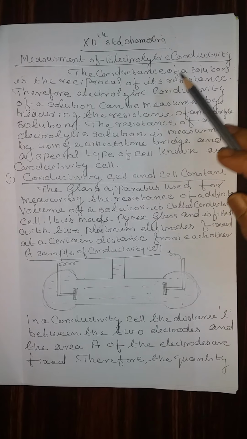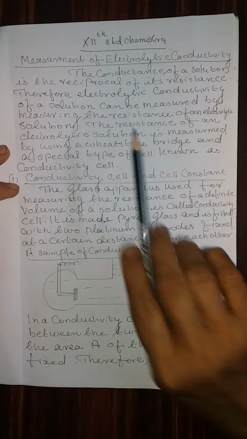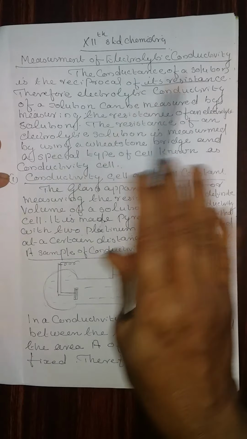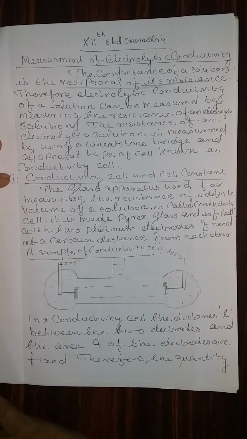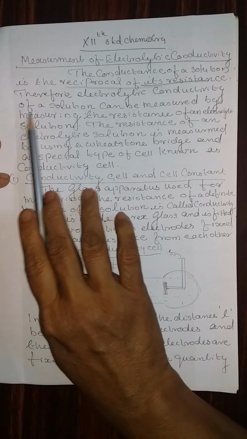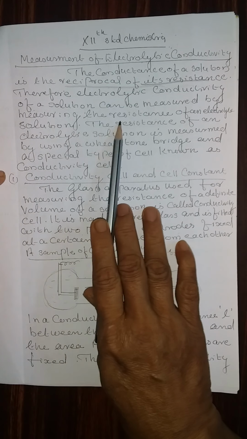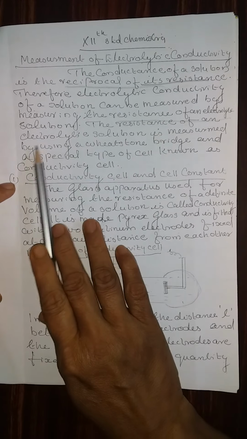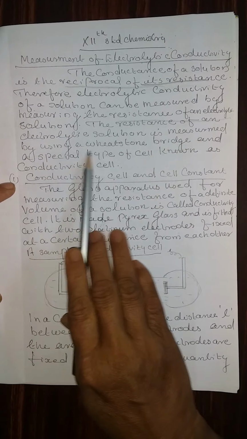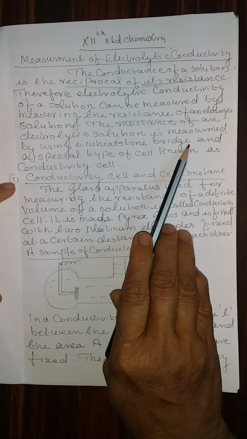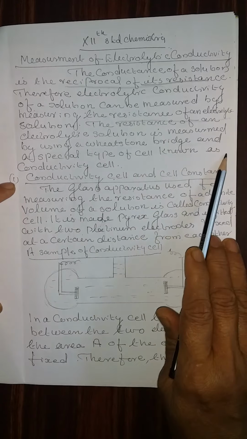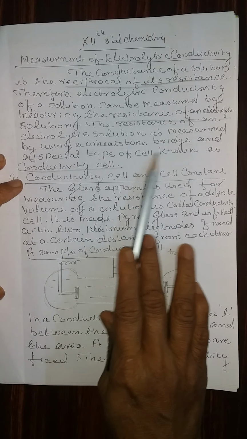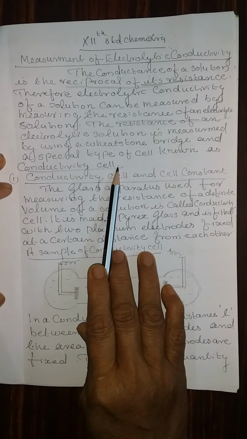Measurement of electrolytic conductivity. The conductance of a solution is the reciprocal of its resistance, the first equation that we studied. Therefore, the electrolytic conductivity of a solution can be measured by measuring the resistance of an electrolytic solution. The resistance of an electrolytic solution is measured by using Wheatstone's bridge and a special type of cell called a conductivity cell. These are the requirements: Wheatstone's bridge arrangement and a conductivity cell.